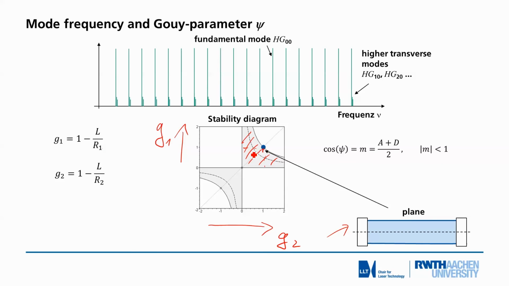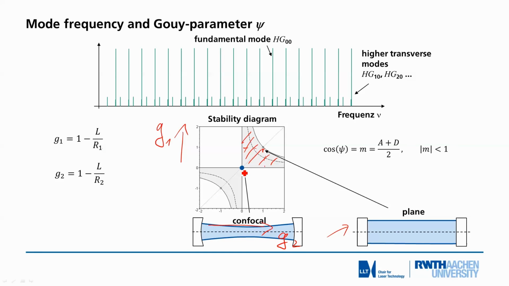Now, if we make a virtual journey along this path here over different resonators through the stable region, what happens is that first we come to this second point of interest, which is a symmetric case. It's a confocal resonator with G1 equals G2 equals 0.